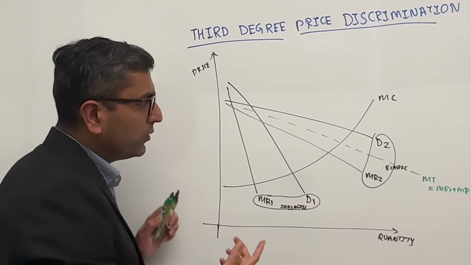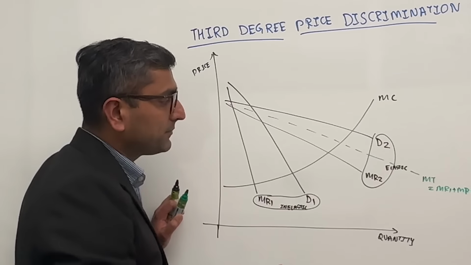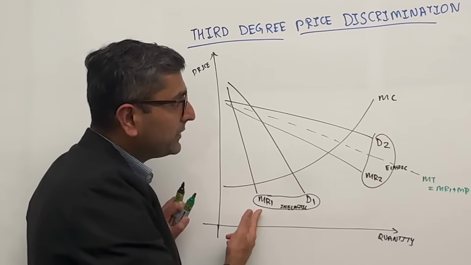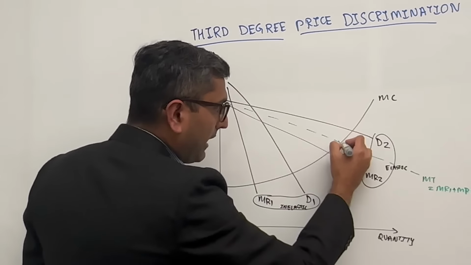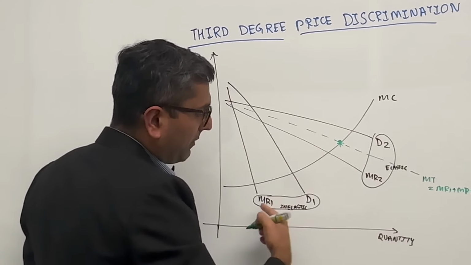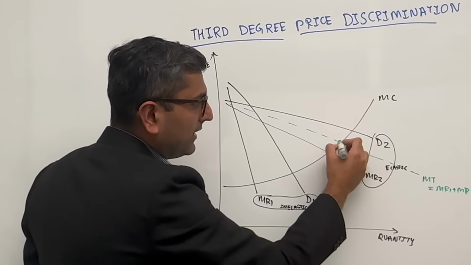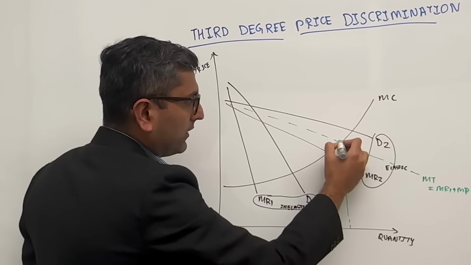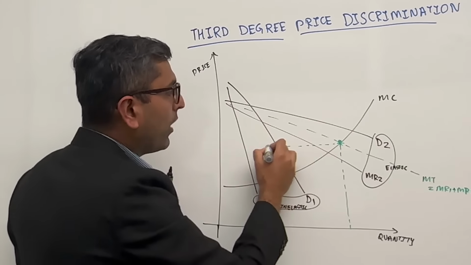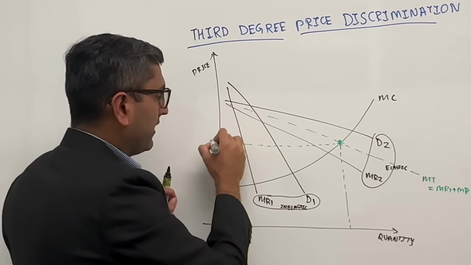So what you do is you do MR equals MC. Should you do MR1 equals MC, MR2 equals MC? What you would do is you would look at MRT, which is the sum of MR1 and MR2, equals MC. Look at that price point. So that is your one price point that you could charge.